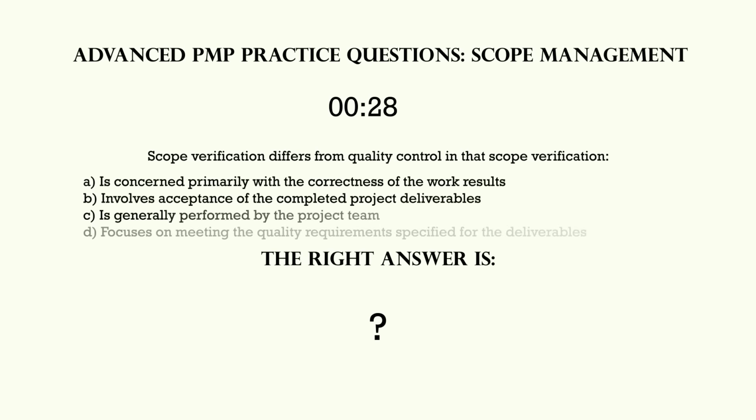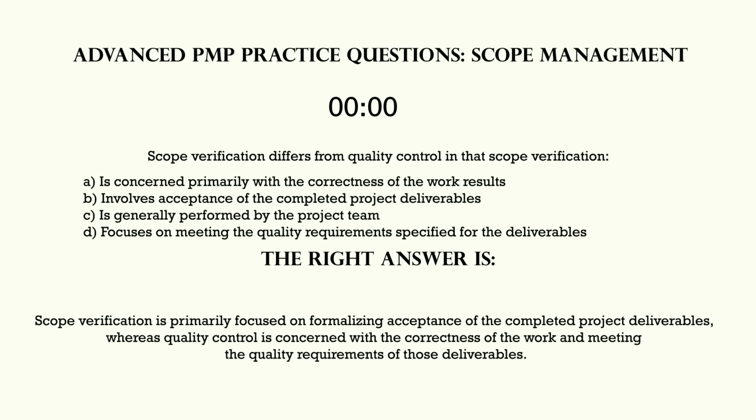Scope verification differs from quality control in that scope verification is primarily focused on formalizing acceptance of the completed project deliverables, whereas quality control is concerned with the correctness of the work and meeting the quality requirements of those deliverables.